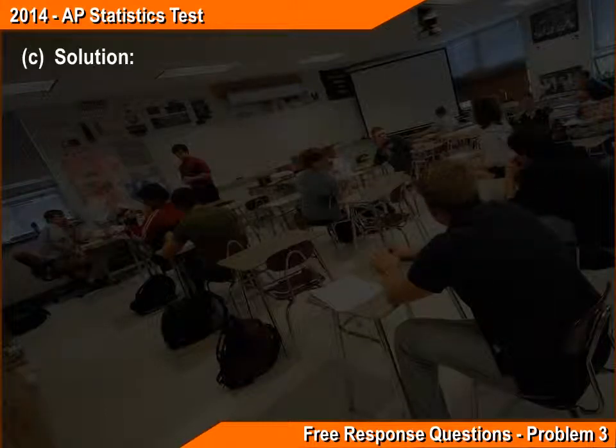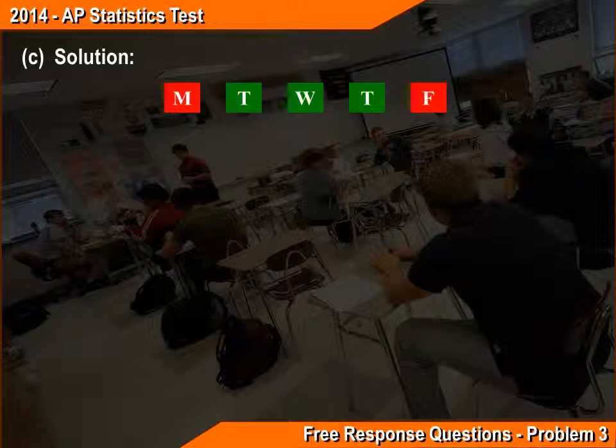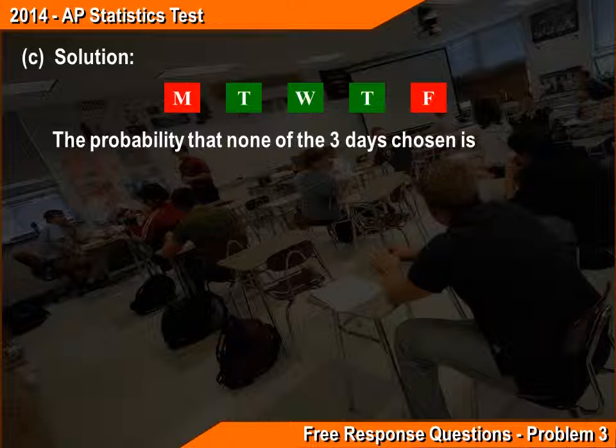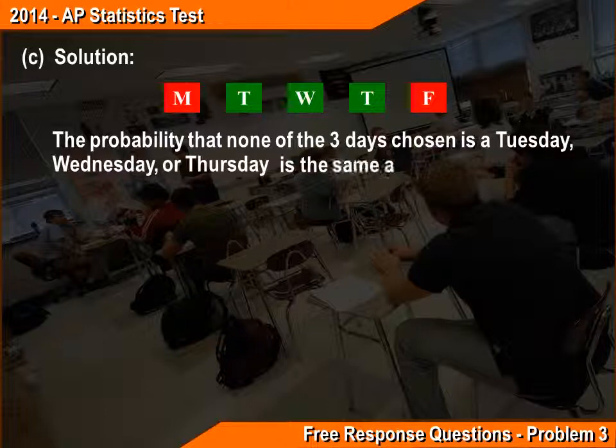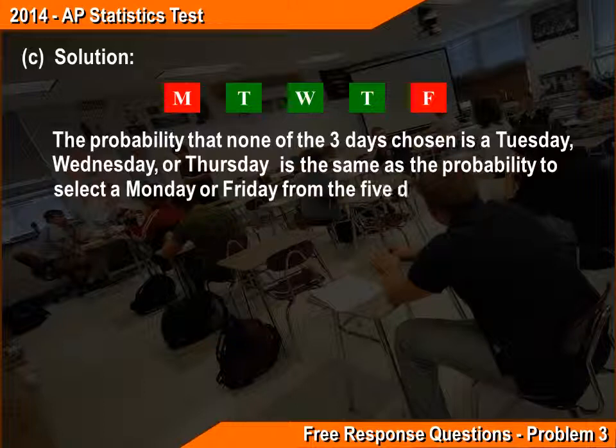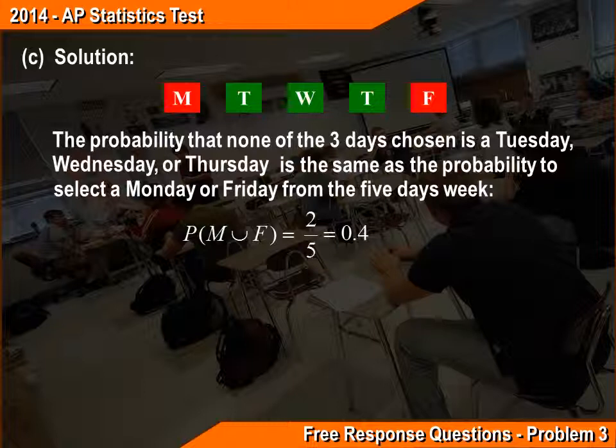Let's represent graphically the school week with the critical days in red. The probability that none of the 3 days chosen is a Tuesday, Wednesday, or Thursday is the same as the probability to select a Monday or Friday from the 5 day week. In this case, the probability to select a Monday or Friday is 2 out of 5 or 0.4.